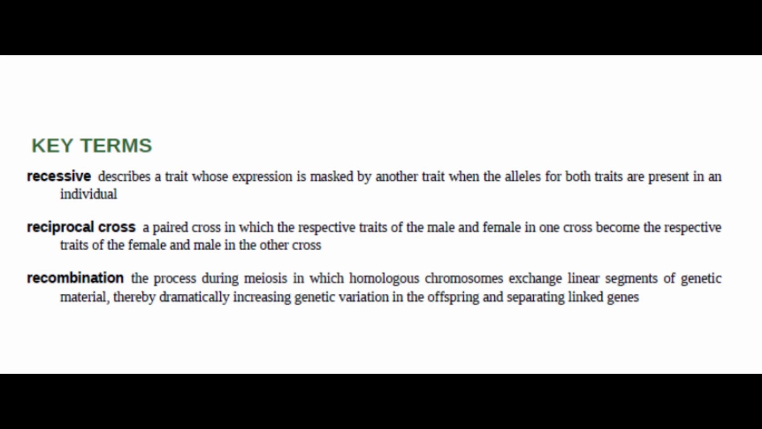present in an individual. Reciprocal cross. A paired cross in which the respective traits of the male and female in one cross become the respective traits of the female and male in the other cross. Recombination. The process during meiosis in which homologous chromosomes exchange linear segments of genetic material, thereby dramatically increasing genetic variation in the offspring and separating linked genes.